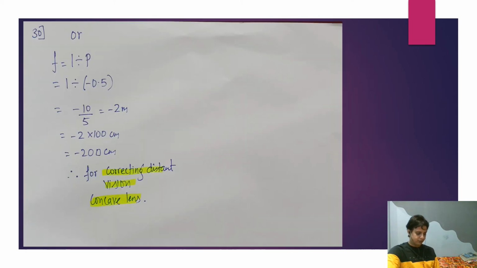30th one, the question says a doctor prescribed a corrective lens of power minus 0.5 D. Once we know the power is minus, we know it is a concave lens. We'll calculate the focal length as 1 by power and arrive at a focal length of minus 200 centimeter for correcting distant vision.